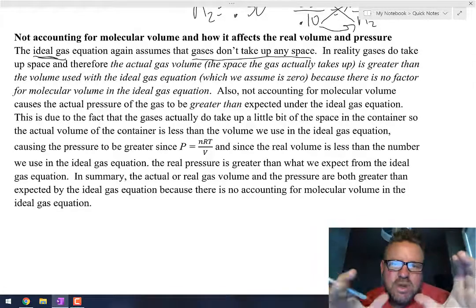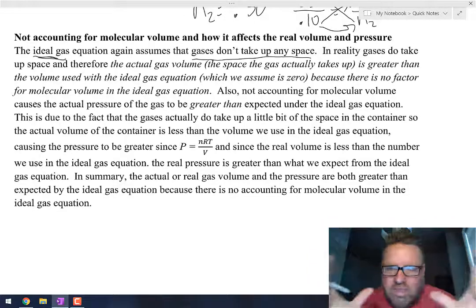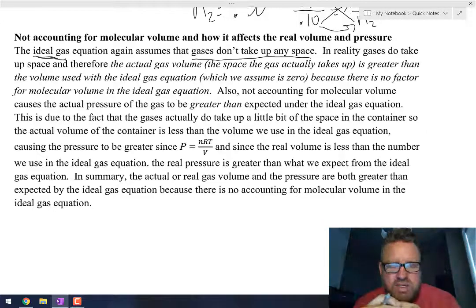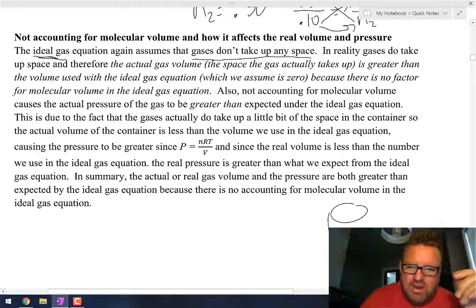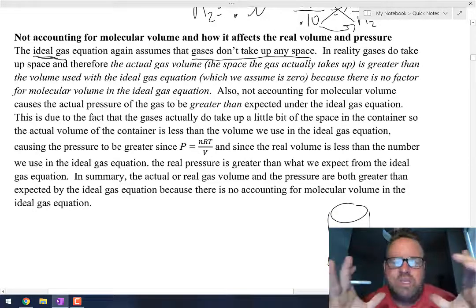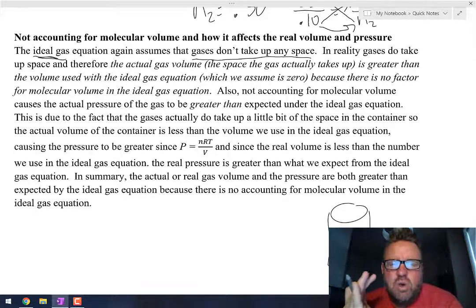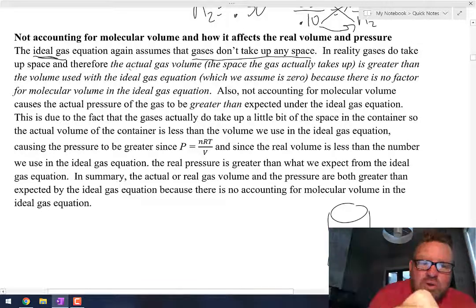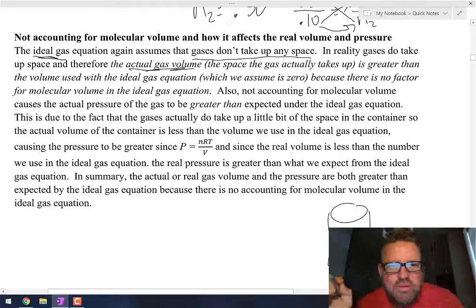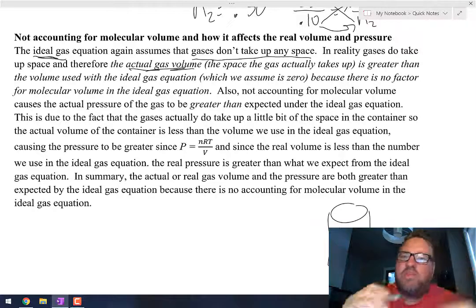What space do they take up? They take up the space where the gas actually is. The gases aren't made up of nothing. The gases do take up some of the space. So when you have a container that's 5 liters, you don't actually have 5 liters of free empty space because the gas particles are taking up a little tiny bit of that. So the real volume is greater than the volume used with the ideal gas equation, because when we say volume, we mean the volume of the gas.